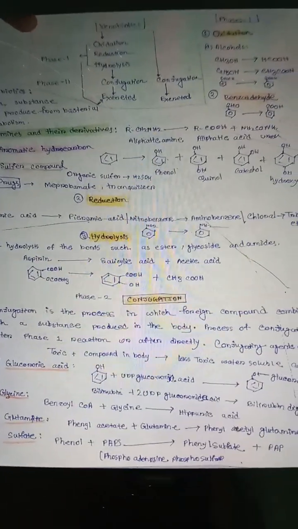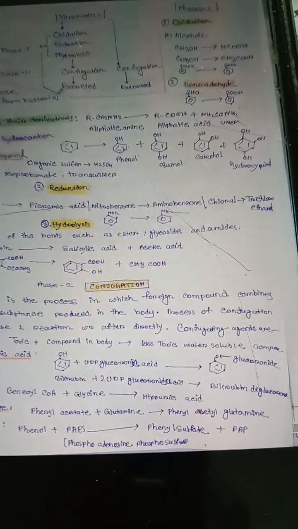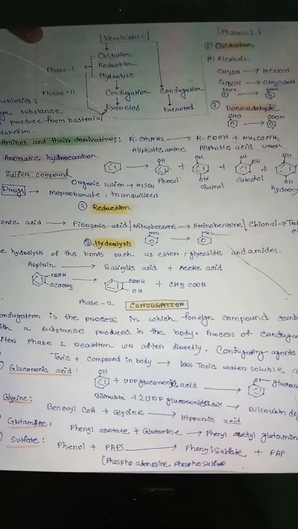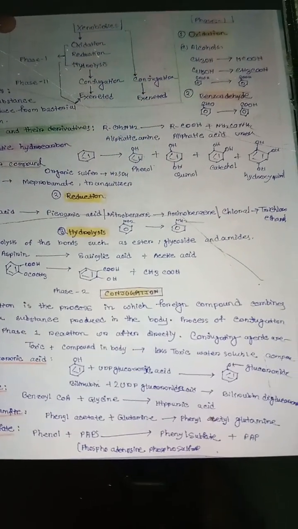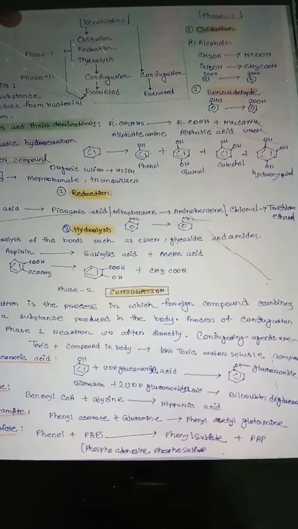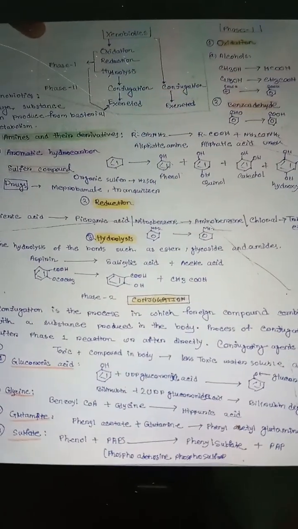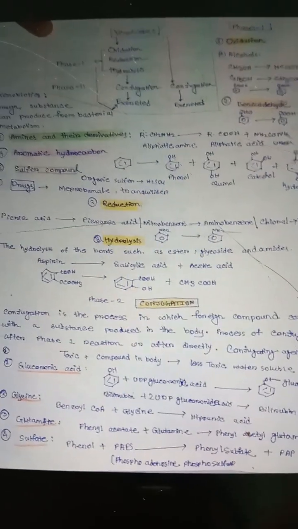Reduction reaction, we should remember the three-letter mnemonic, P, N and C. P for picric acid becomes picramic acid. N for nitrobenzene becomes aminobenzene. C for chloral becomes trichloroethane. Then reduction is complete. Oxidation, reduction, hydrolysis. Aspirin becomes salicylic acid.